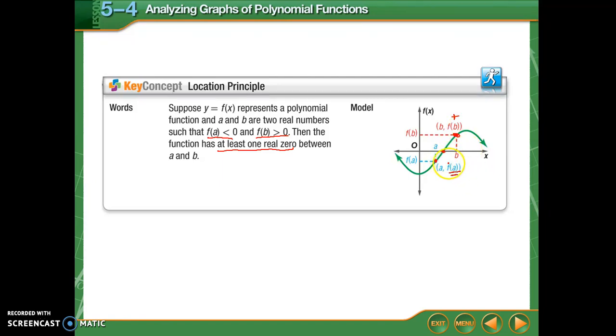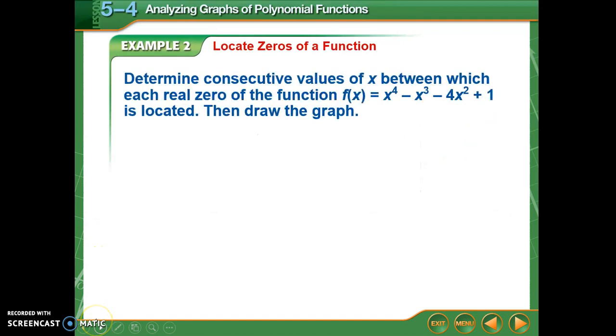So if the y value of the function goes from negative, meaning below the x-axis, to positive above the x-axis, it has to cross the x-axis in the middle. Makes sense, right? So where my y value goes from negative to positive, I have to cross the x-axis somewhere between those two x values. I have to have an x-intercept. So let's take a look at an example to see how we would figure this out.